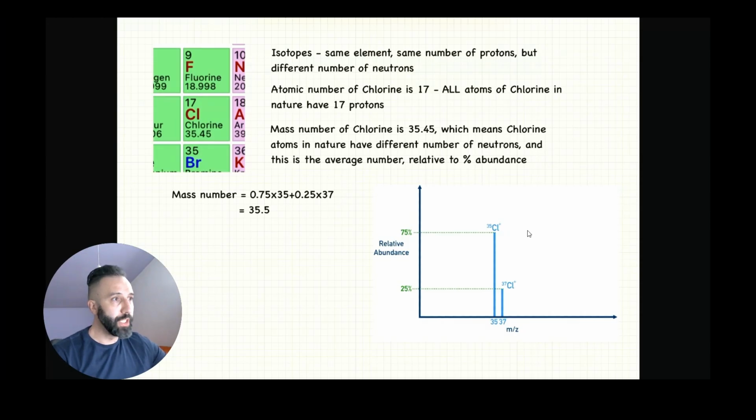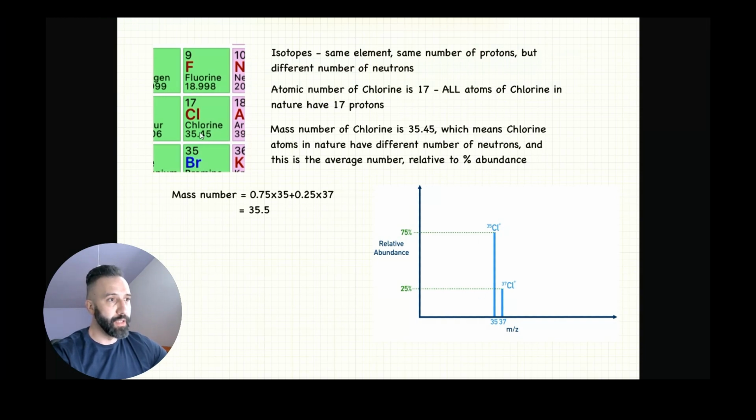But what you need to pay attention to is they're both chlorine because they both have 17 protons, because an element is defined by the number of protons, but not neutrons. So this one here basically has two more neutrons compared to this. When this happens, we call them isotopes. So it has the same number of protons, different number of neutrons. And this mass number in the periodic table is calculated by averaging these two out, but taking into account their abundance in nature. So this means that 75% of all chlorine in nature is chlorine 35, and 25% is this.